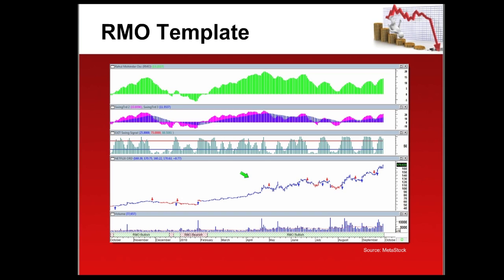From there, we've got our price bars, and you'll notice that some of the bars are colored blue, some are red, and then we've got some blue and red arrows on there. We'll talk about what all of that means. The volume is pretty self-explanatory. There really is no unique functionality there, but it's nice to see the volume. And at the very bottom is what we call the ribbon. The ribbon will either be green and labeled RMO bullish, or red and labeled RMO bearish.